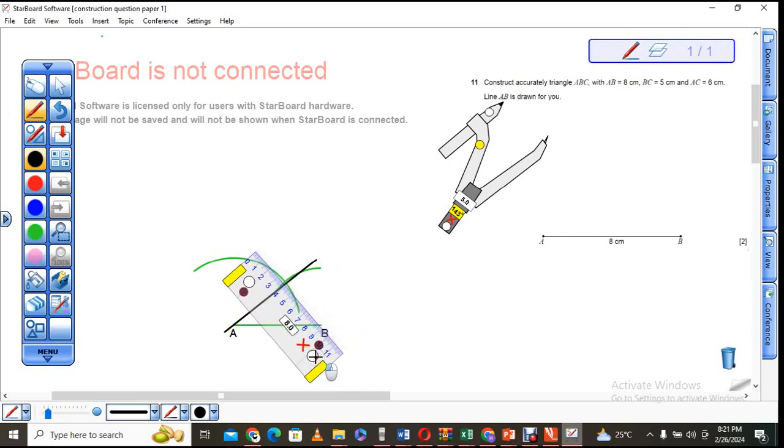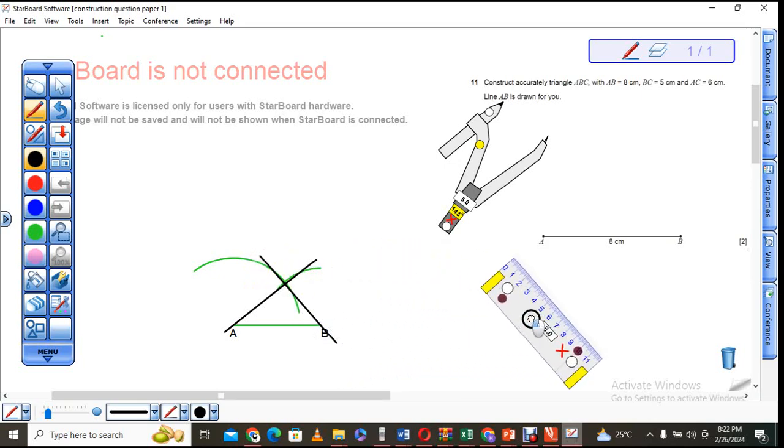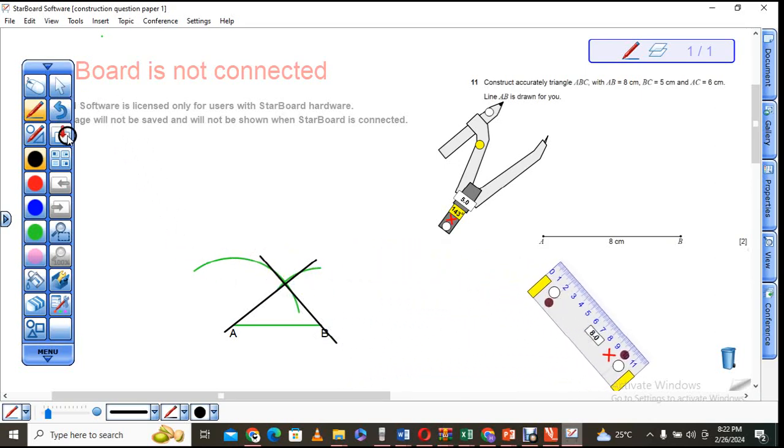so we're going to join where it intersects. Also, we're going to join it with B slightly above, and can you see that? So eventually, that's how it's supposed to be.